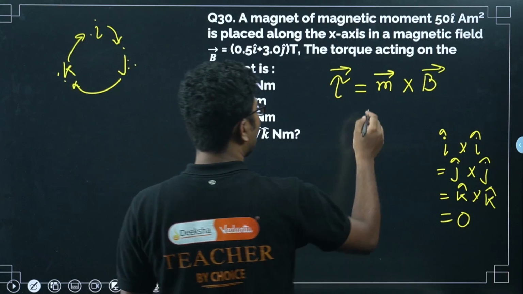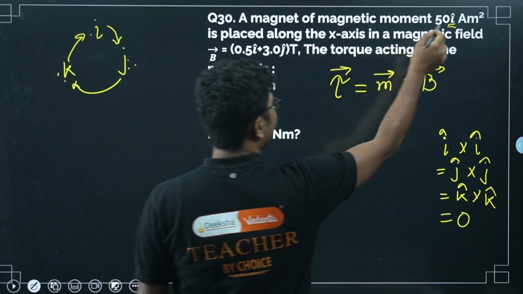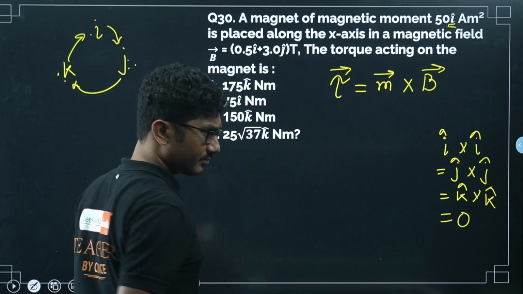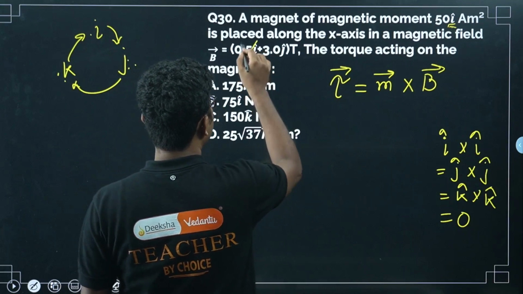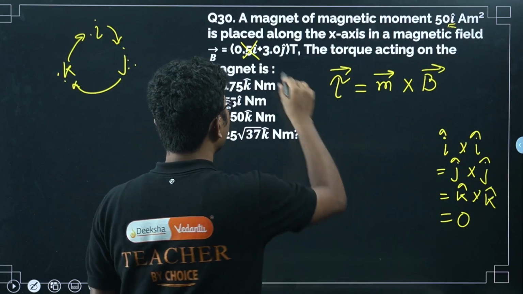Now what is here, M is i cap. So i cap times i cap will be 0. So we don't need to consider this term. That's why I am telling you, this is a shortcut way. So we don't need to consider it.